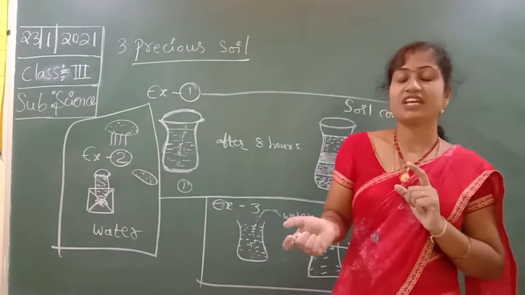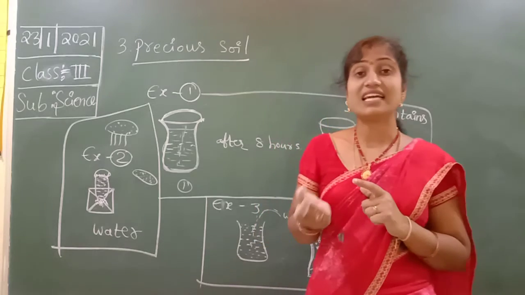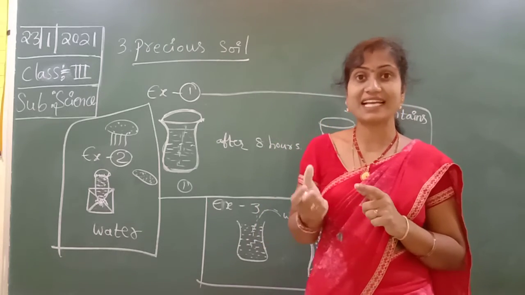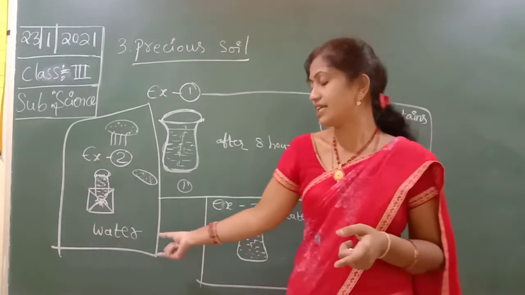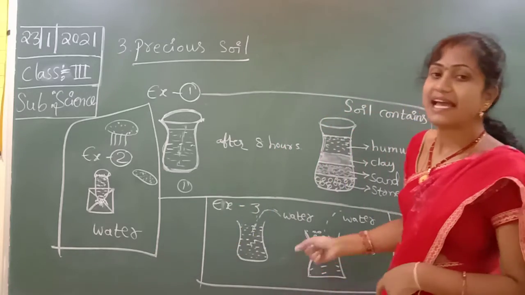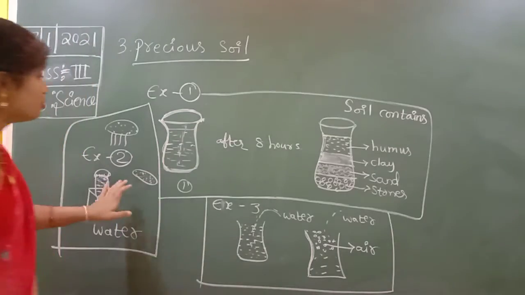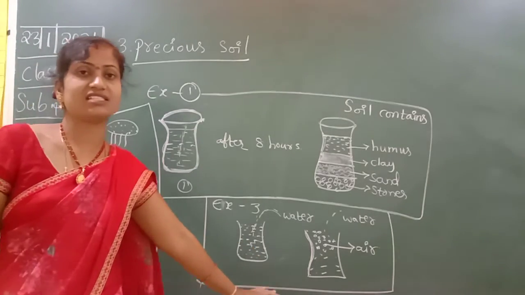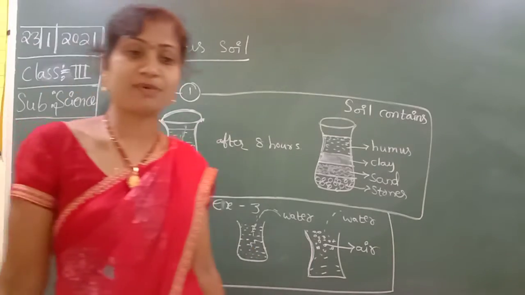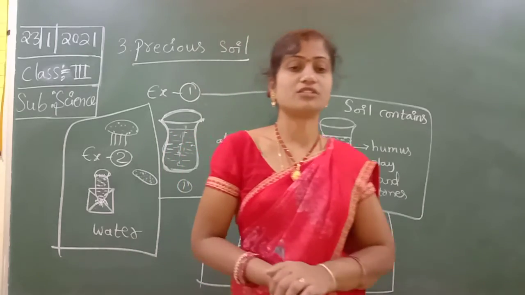So that's why we easily find out that the soil contains air. Here the soil contains water. Okay, this is experiment number 3. 1, 2, 3. I hope you understand, children. You just have to do the experiment. You can easily find out.